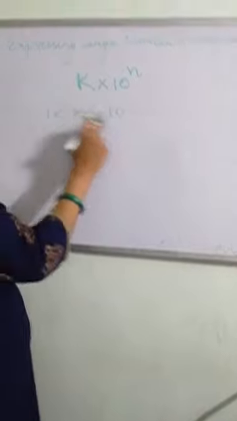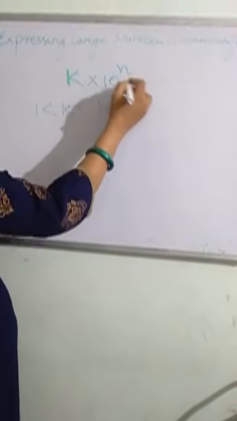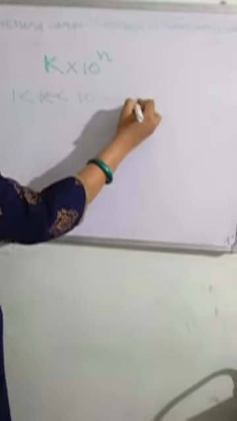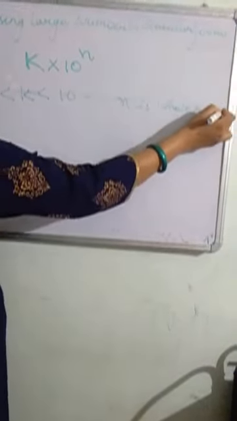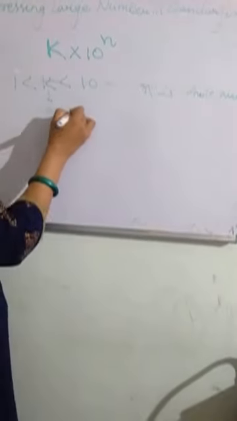So k into 10 raised to power n, and n is any whole number. And k is any real number between 1 and 10. So directly we can go for the examples, and then you can better understand the concept.